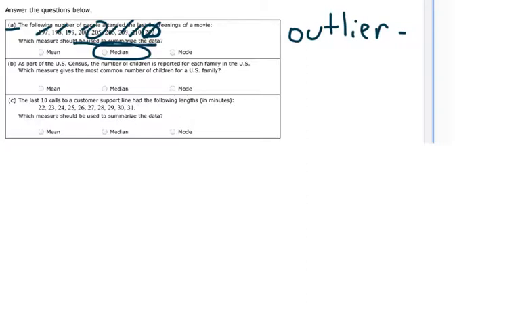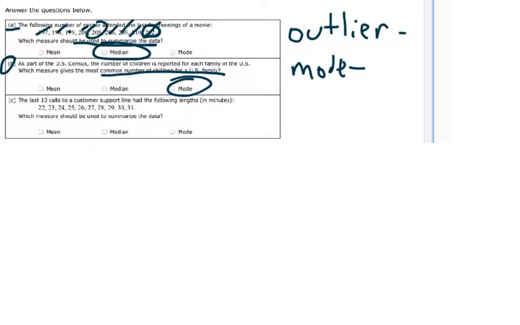Letter B is a part of the U.S. Census. The number of children is reported for each family in the U.S. There's a 2020 U.S. Census right now. Which measure gives the most common number of children for a U.S. family? Again, definition of mode: most frequent, most common. Anytime they're asking you for the most common number or most frequent number, that's a mode question. Those should be easy to spot.